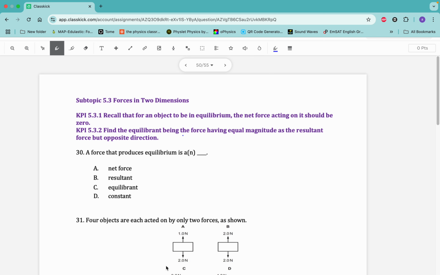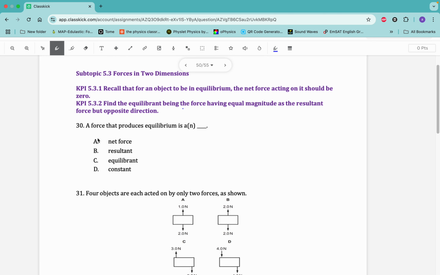Reaching subtopic 5.3, which talks about forces in 2 dimensions. Question 1 asks about a force that produces equilibrium. We agreed the word equilibrium means when forces are equal but opposite, so they cancel each other out. So we call these forces equilibrant.